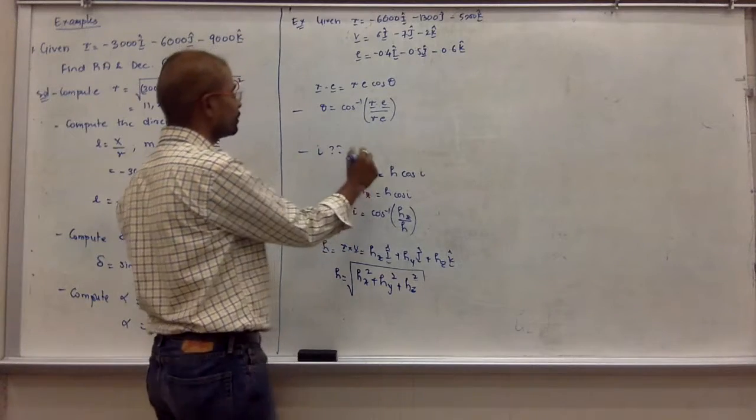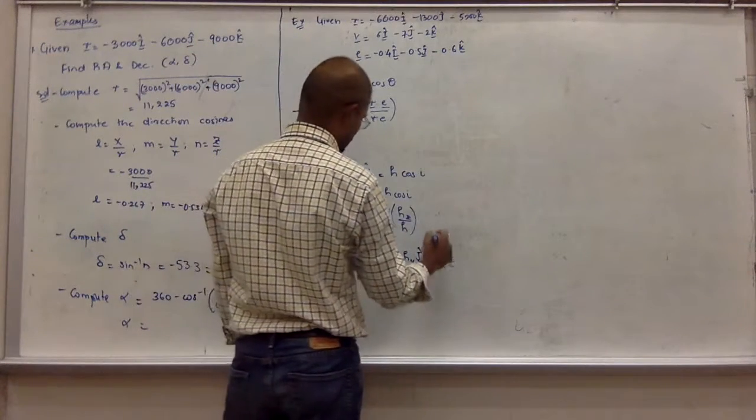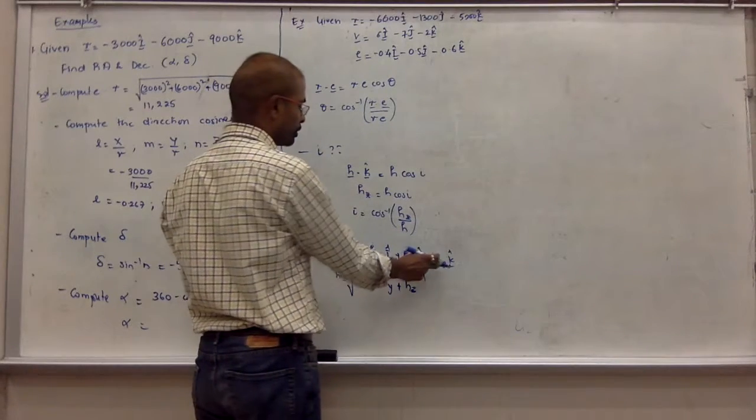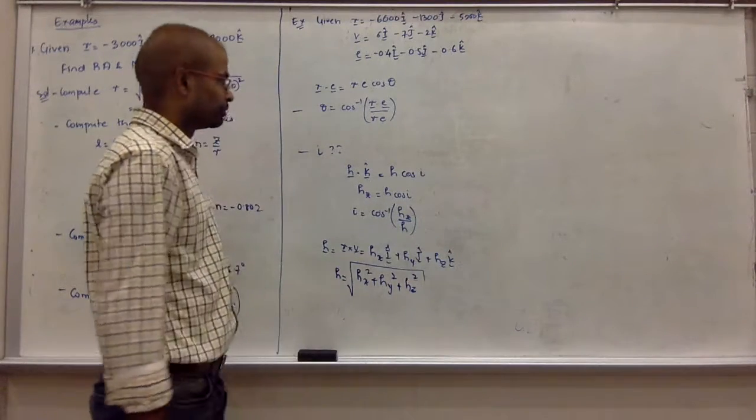What is this k? Again, remember what is this k? 0, 0, 1. So it will be Hx times 0, Hy times 0, Hz times 1. Okay, that's fine.